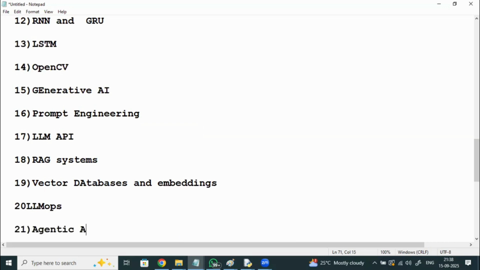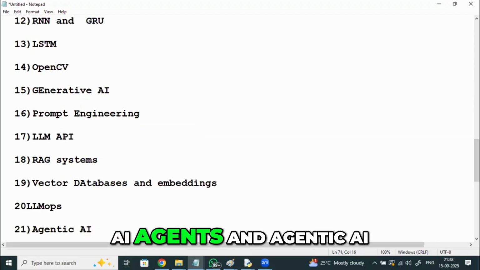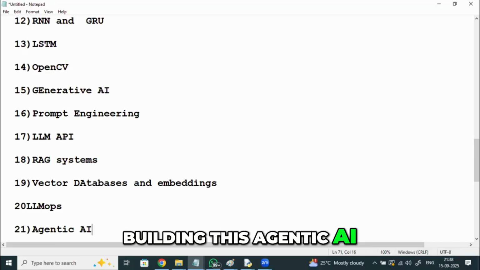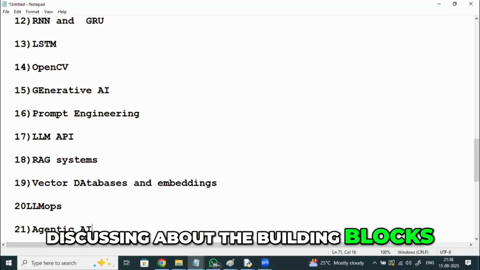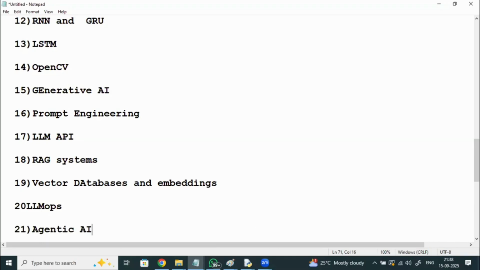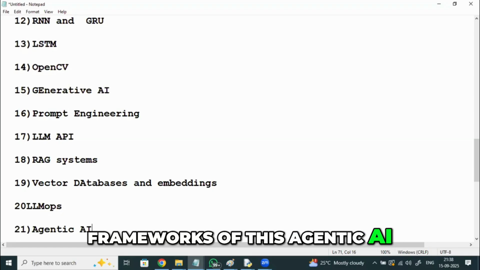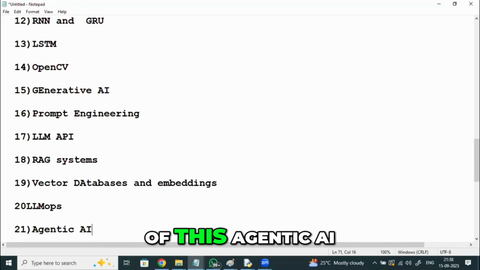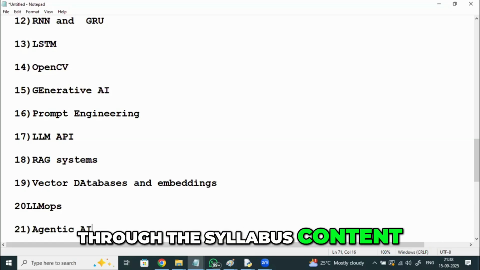And coming to agentic AI, AI agents and agentic AI, building agentic AI, discussing the building blocks, frameworks of agentic AI, and also the architecture and design patterns. That too, not in brief, we'll be discussing agentic AI in depth. You can just go through the syllabus content.